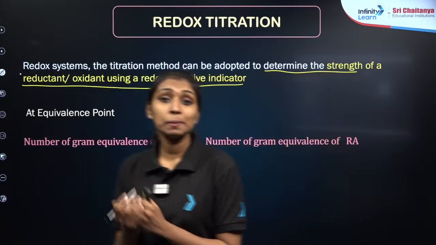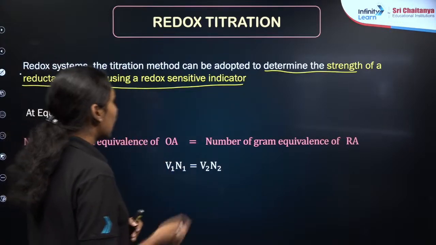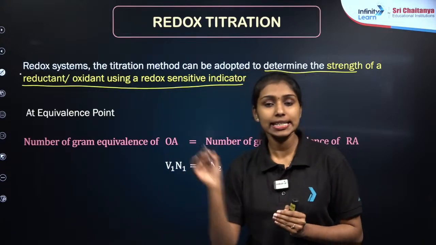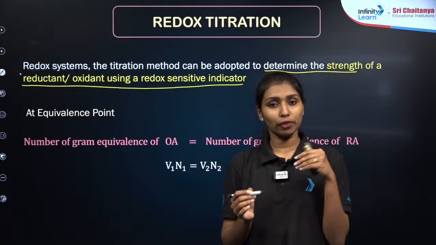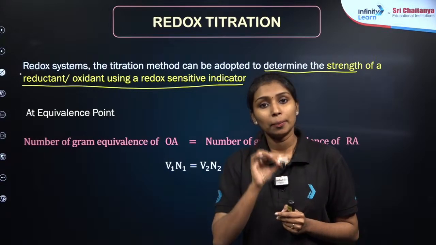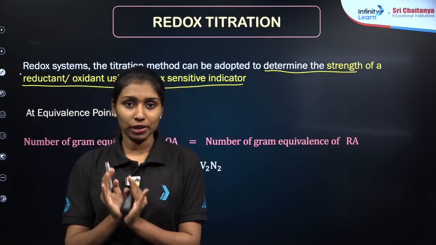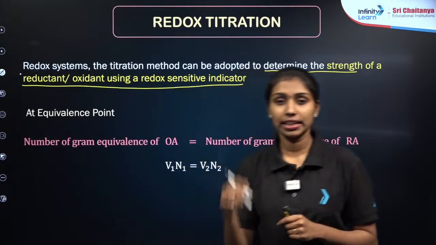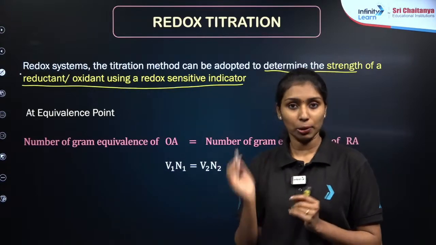Then, what is the principle behind the redox titration? In the case of acid-base titration, towards the end point there will be a color change, for phenolphthalein from pink to colorless, right? Similarly, at the equivalence point, all the oxidizing agent will react with the reducing agent, and the final result will be the end point or equivalence point.